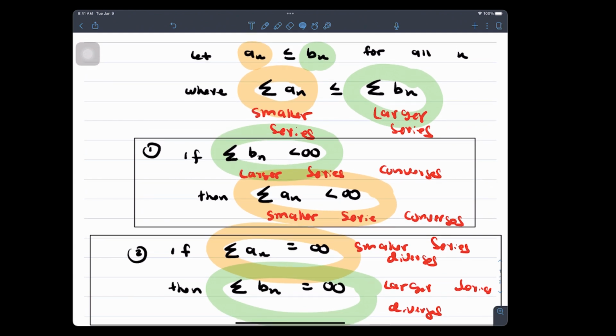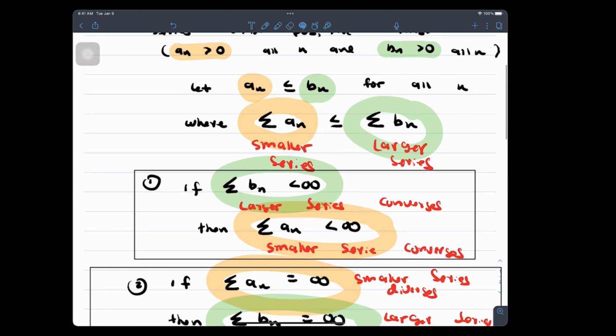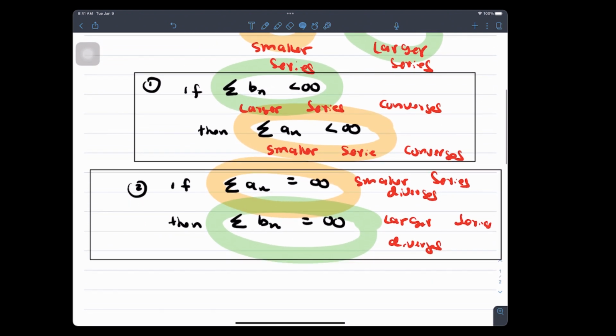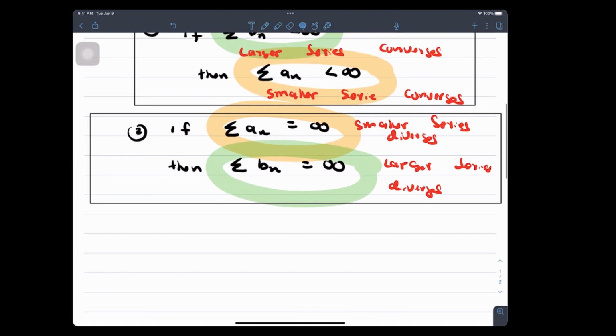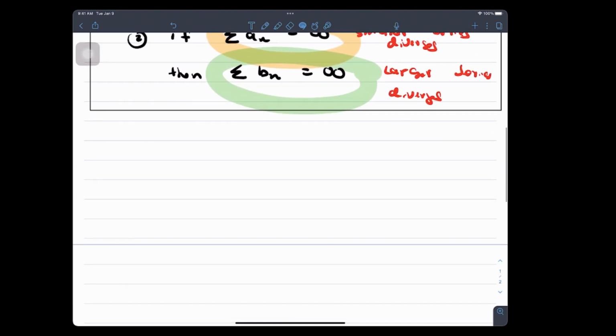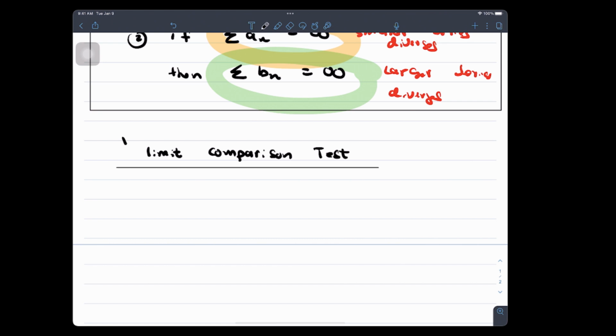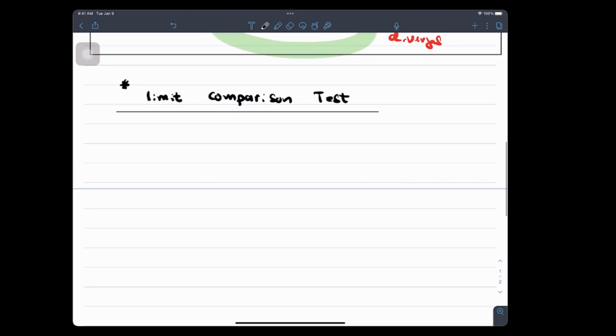Okay, now all the terms are positive, and you got a smaller series and a larger series. Okay, if the larger series is finite, the smaller series is finite. If the smaller series is infinite, the larger series is infinite. Okay, and now you say, okay, that's very difficult, and the book has some examples. But what we're really going to study is what's called the limit comparison test. This is the essence of what we're doing, limit comparison.